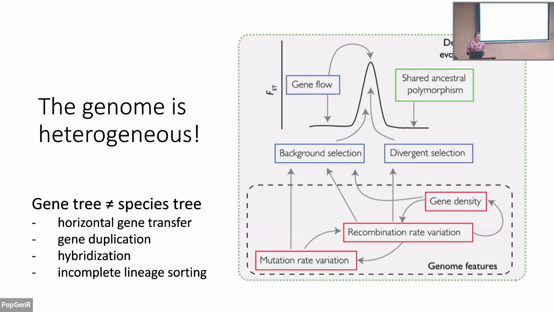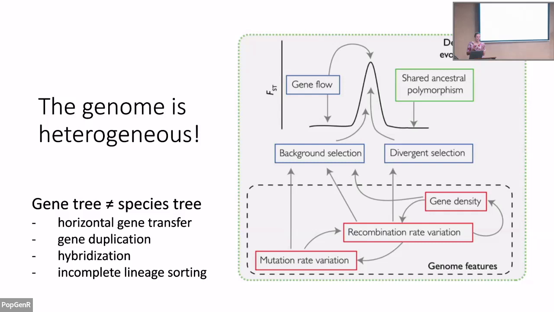This has been an ongoing problem, and we'll talk about tomorrow the benefits of mapping to reference genomes and trying to understand that heterogeneity across the genome. But these factors, in terms of incomplete lineage sorting and hybridization, can all influence our estimation of the species tree.